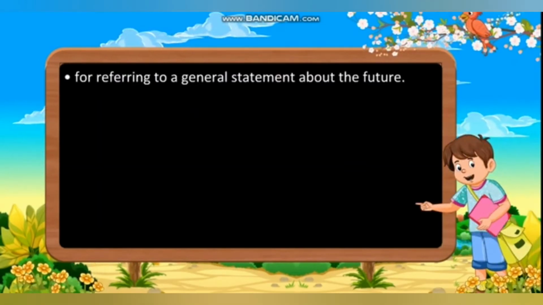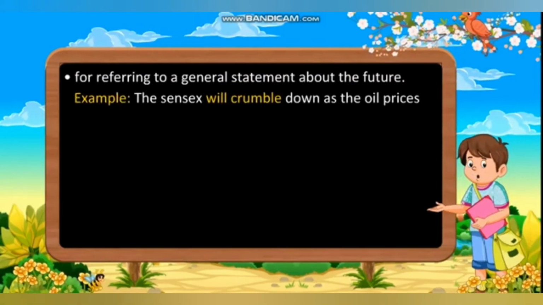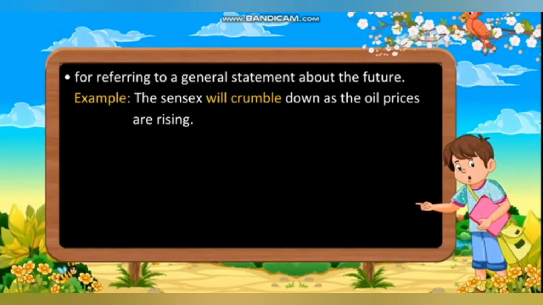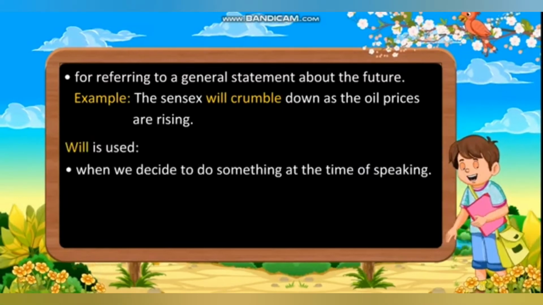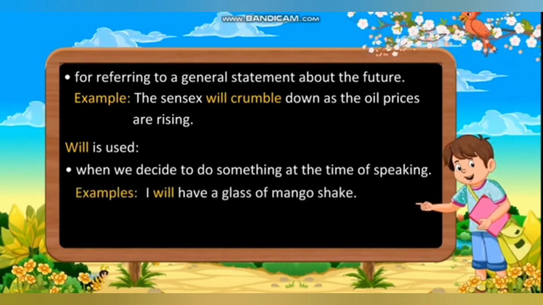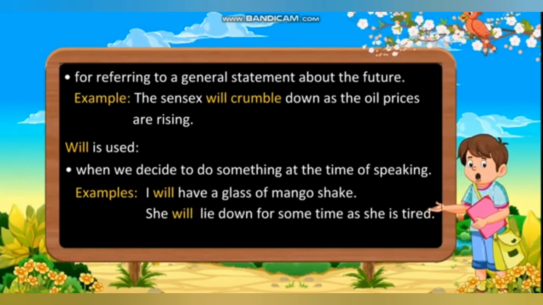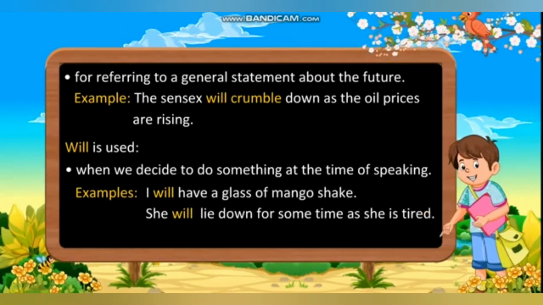For referring to a general statement about the future, example, the Sensex will crumble down as the oil prices are rising. We use will when we decide to do something at the time of speaking. Example, I will have a glass of mango shake. She will lie down for some time as she is tired.